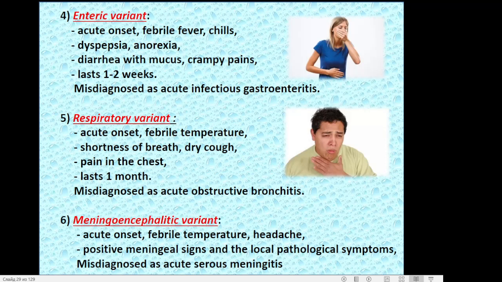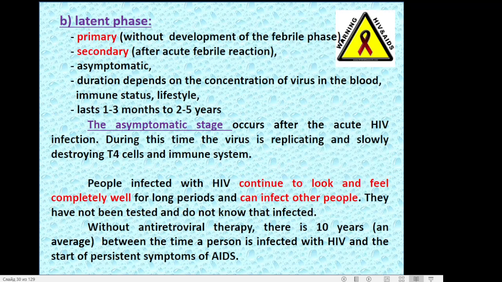Maybe enteric variant, respiratory variant, practically repeating influenza-like, may be misdiagnosed as acute bronchitis. Meningoencephalitic variant belongs to the rare variants, and here it may be misdiagnosed as acute serous meningitis, but a patient with meningitis obligatorily must be checked for HIV-2. It is present in all protocols of the world. So to make a mistake here is very difficult. It is not the clinical picture of obstructive bronchitis.